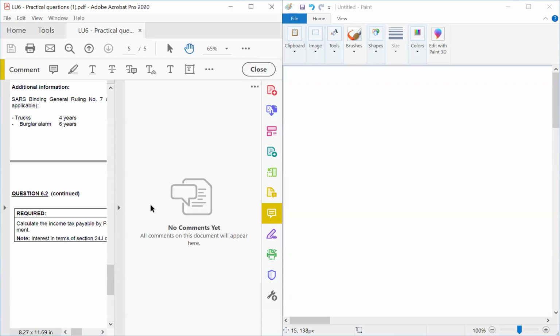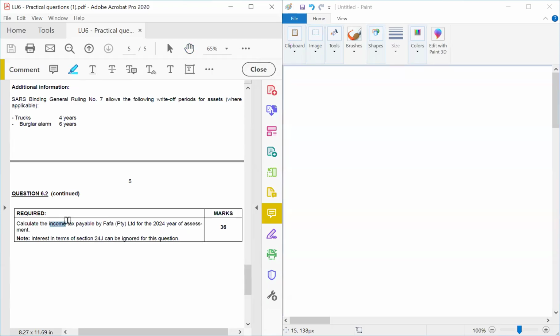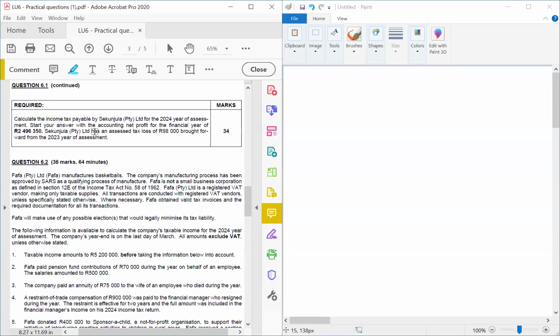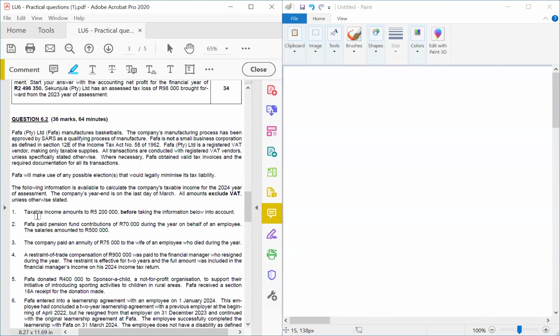So now let's read the required, right? The required says: calculate the income tax payable by Fafa Pty Ltd for the 2024 year of assessment. Interest in terms of Section 24J can be ignored for this question. Right. So now let's read the scenario, but we will read it on a point by point basis. Why are we doing that? We are going to read and apply, right?